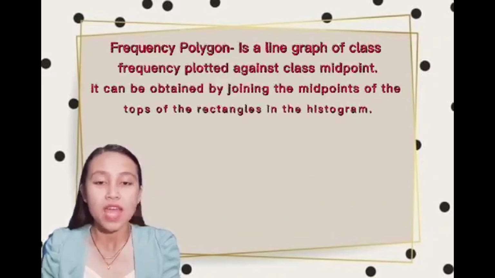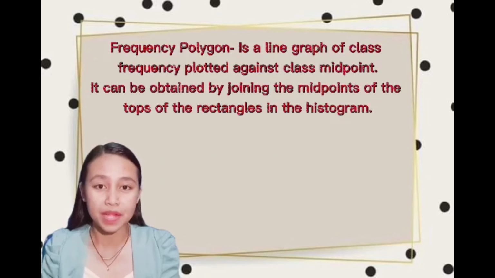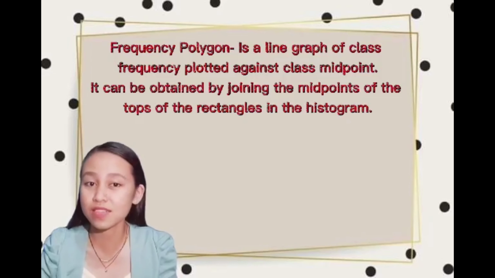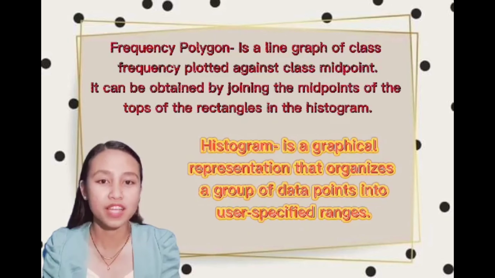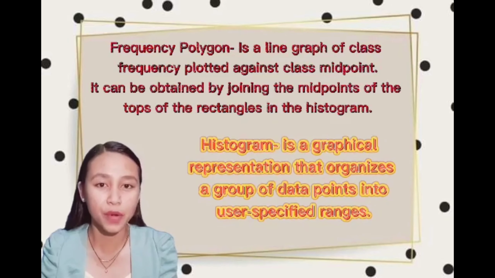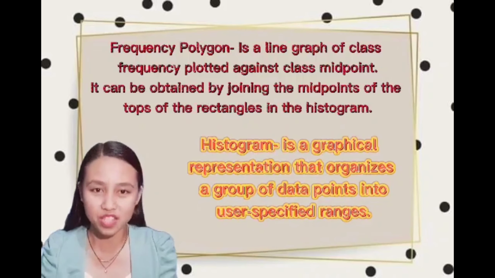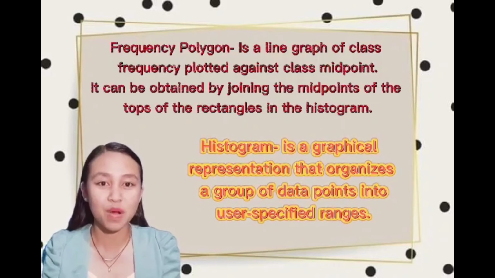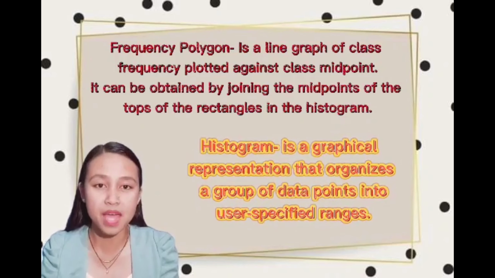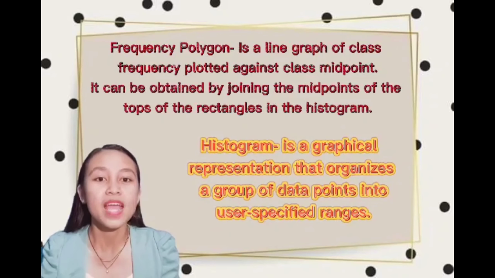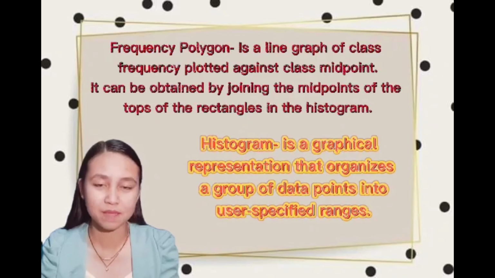Frequency polygon is a line graph of class frequency plotted against class midpoint. It can be obtained by joining the midpoints of the tops of the rectangles in the histogram. When we say histogram, this is a graphical representation that organizes a group of data points into user-specified ranges. Similar in appearance to a bar graph, the histogram condenses data series into an easily interpreted visual by taking many data points and grouping them into logical ranges or bins.